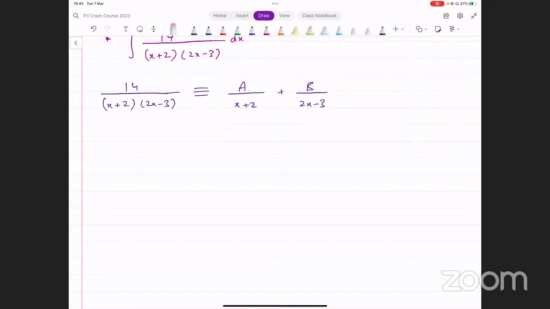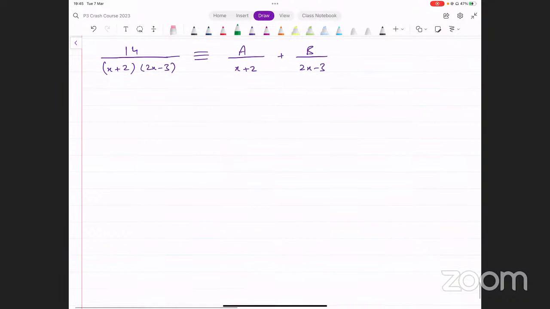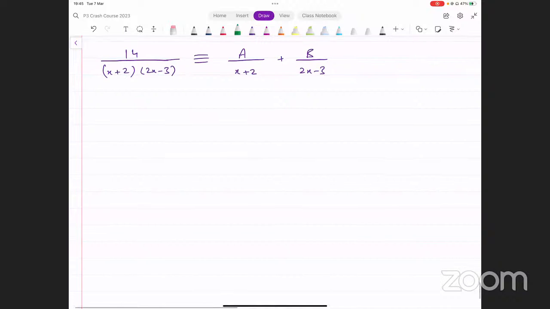Okay, since it might trouble you if you don't know how to find partial fractions, because we'll need to do that again and again, let me go through this process again in case you've forgotten. What you can do is multiply the denominator on the right side. That gives you 14 identical to a into 2x minus 3 plus b into x plus 2. And now we input some specific values of x here.